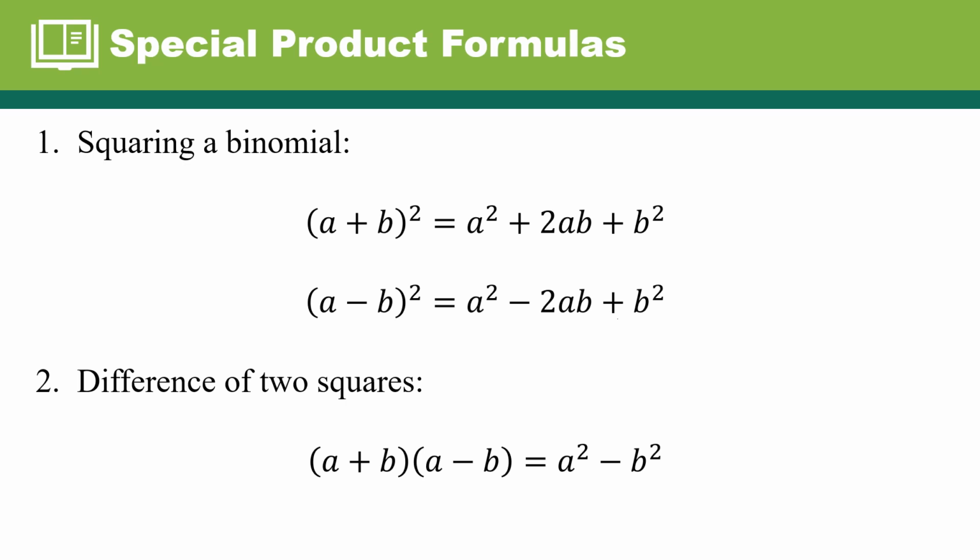Finally, for difference of squares, if I have a plus b times a minus b, notice the first terms are the same, the second terms are the same. The first one is plus, the other one's minus. That will give us a result of a squared minus b squared. So we're going to use these formulas in the next few examples.